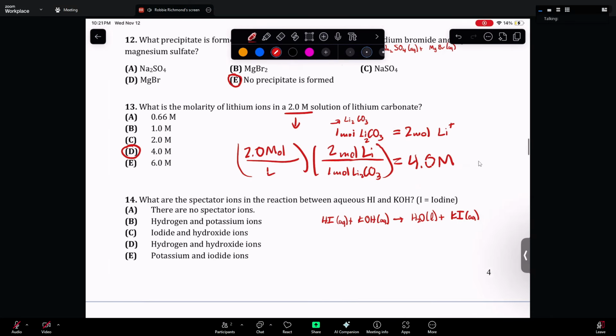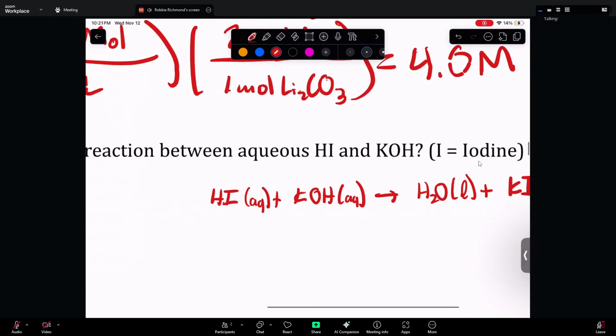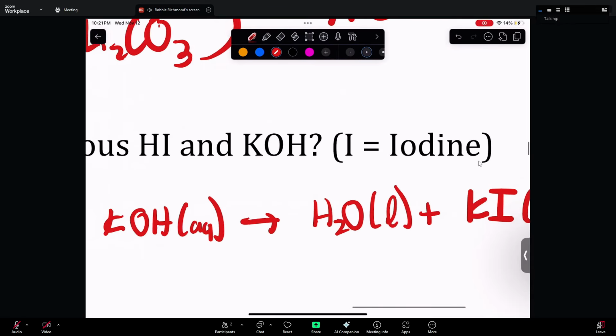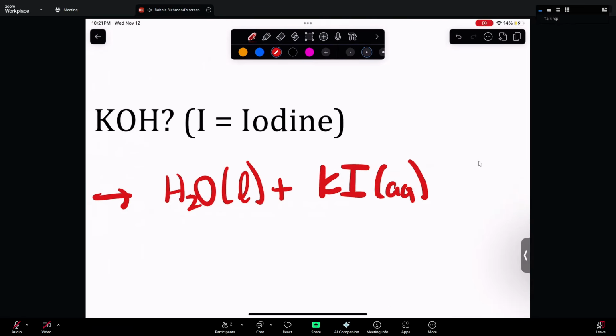Alrighty. Number 14, what are the spectator ions in the reaction between aqueous hydroiodic acid and potassium hydroxide? So, when we're looking at the actual reaction, this is an acid-base reaction. It forms water, and it forms potassium iodide.